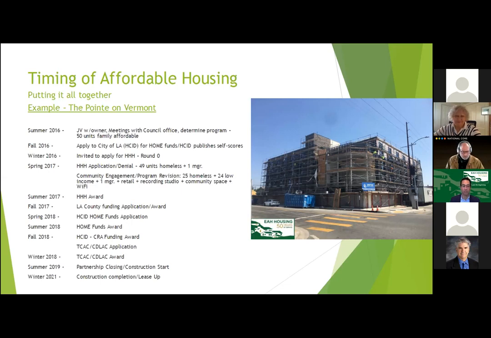Once we were able to line all of that up, we were able to go after tax credits. That takes a couple of months to find out if you were awarded. And then once awarded, it takes about 6 months before you can begin construction. And hence the 3-year timeline to get to construction, and then about 1.5 years of construction.